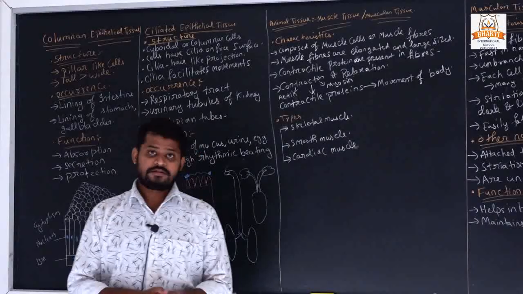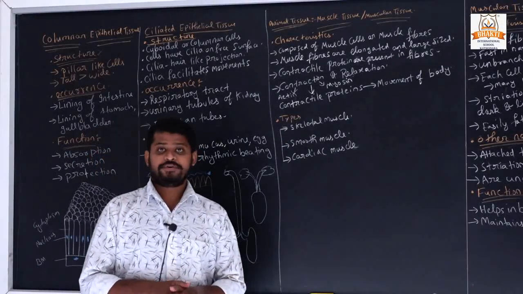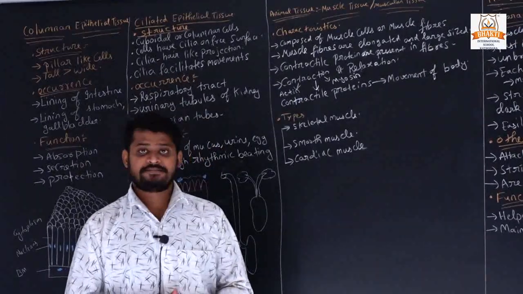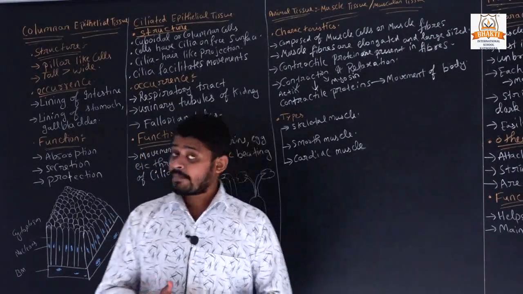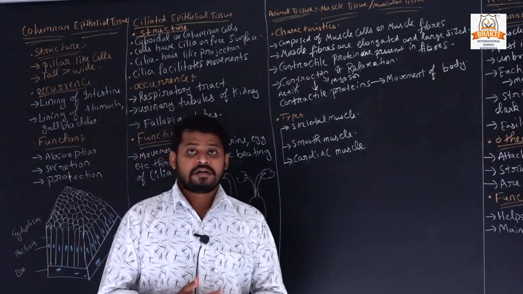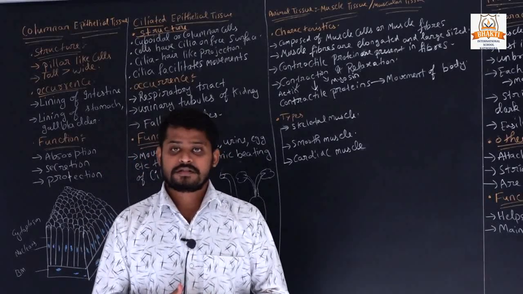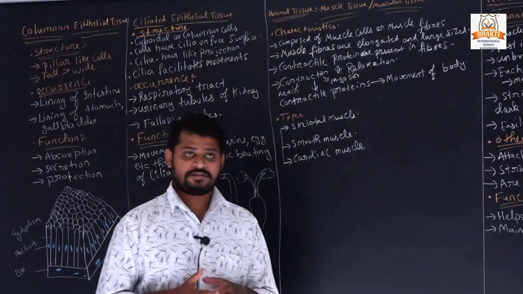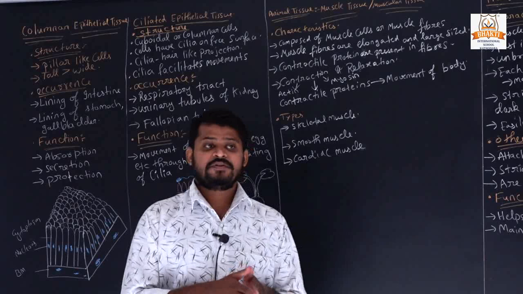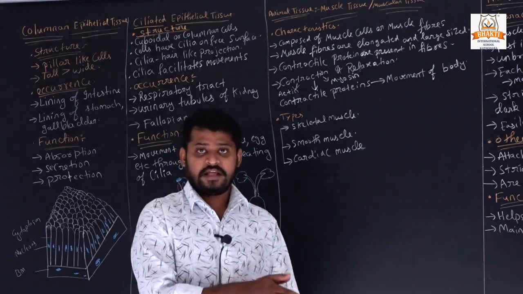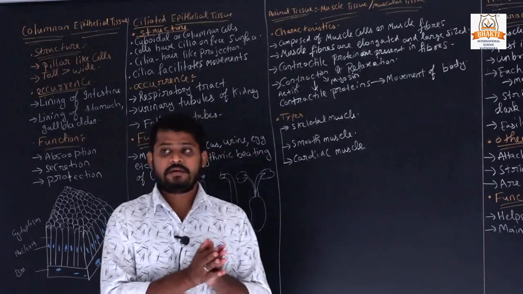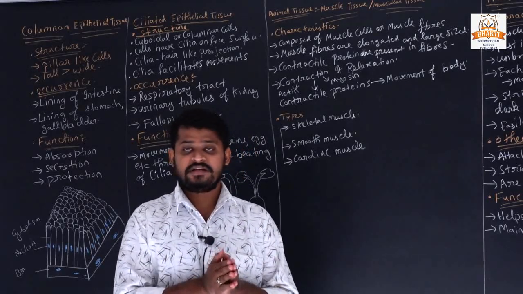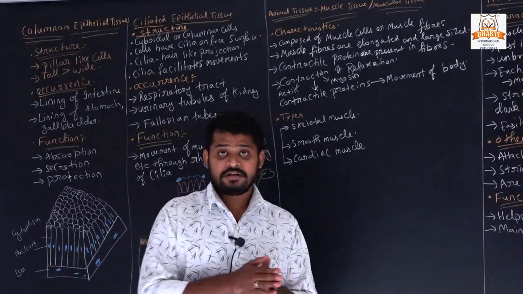Good morning, students. Today we are continuing our chapter 6 NCERT Science, tissue. In the previous video we started animal tissue. We already discussed plant tissues. In animal tissue, we already studied our first type, that is epithelial tissue.